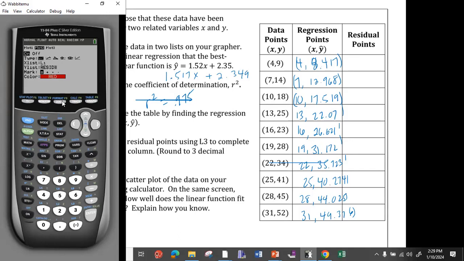Now, in order to make sure your graph comes out correctly, you have to do zoom stat because this is statistics information, and it'll automatically fit the window to the statistics that you're analyzing. Does that make sense? Zoom stat. And now when I get there, I see my points. Plot 1 was on, that's just my original points. You have to go to zoom stat, or you're not going to see it all.